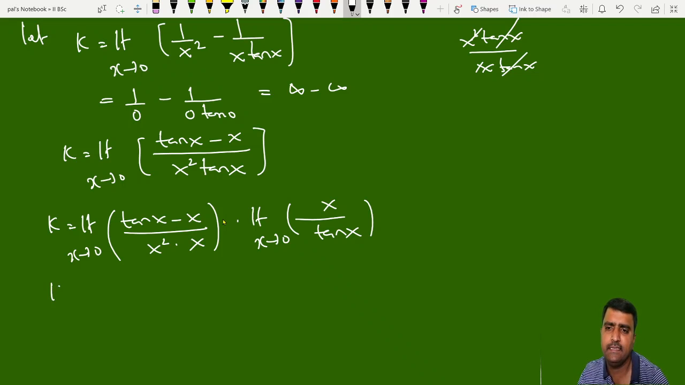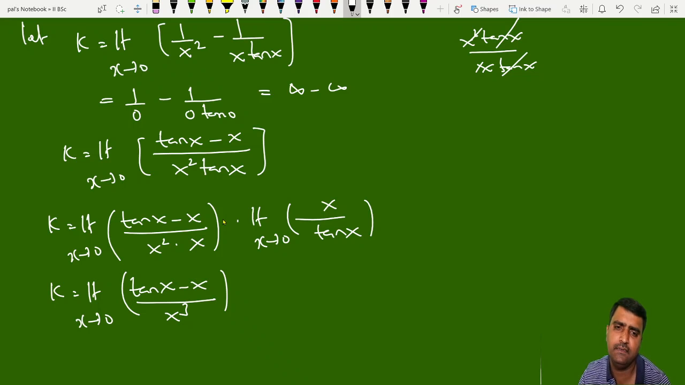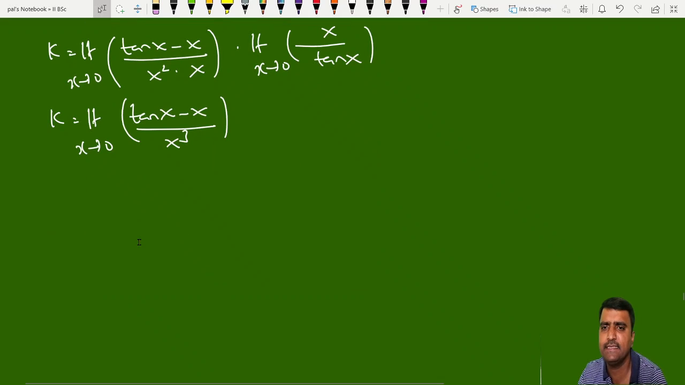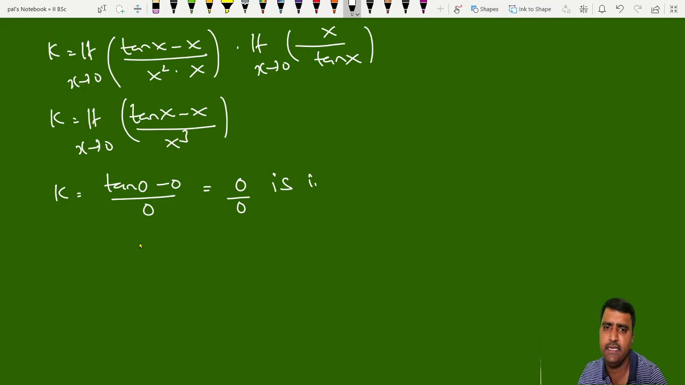The x cancels, and it gives the same term. Now k is equal to limit x tends to 0 of (tan x minus x) by x square into x, which is x cube, and the limit of x by tan x is 1. Now apply the limit to (tan x minus x) by x cube: k is equal to tan 0 minus 0 by 0. So that is 0 by 0 form, which is indeterminate. Now you can apply L'Hospital rule.